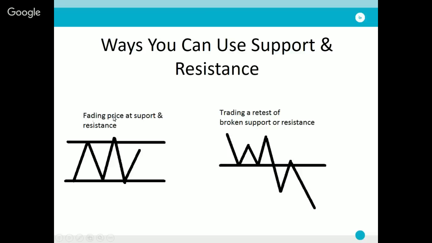Okay, so the first example was a range example with price rotating between support and resistance. The second example was what we call a retest of broken support or resistance. In that example, we saw price breaking down through support, testing the level, which then became resistance.